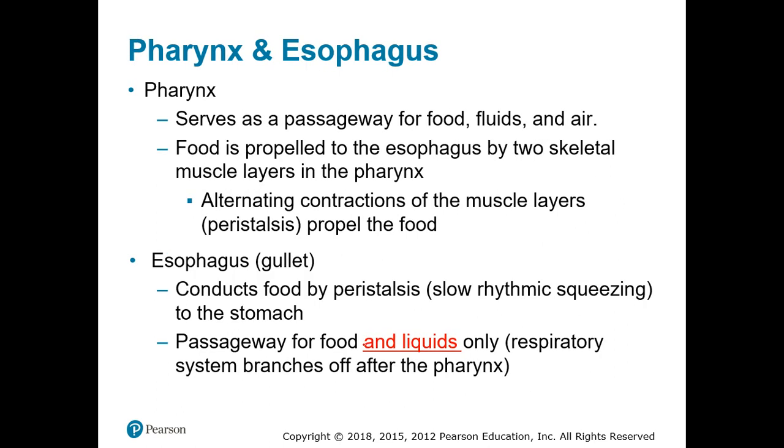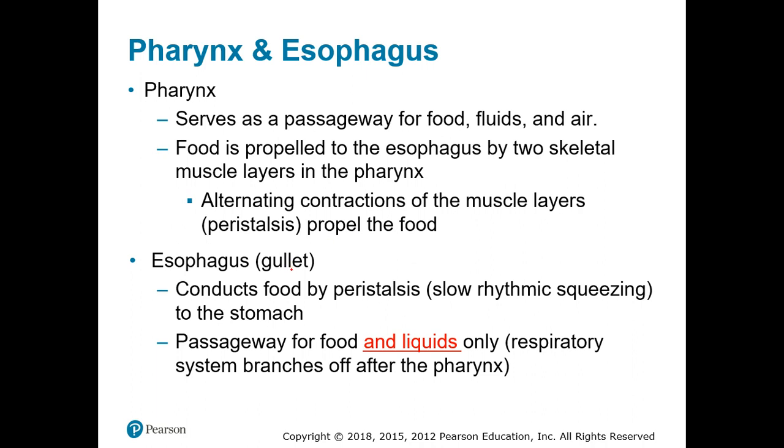The next two organs we're going to focus on are the pharynx and esophagus. The pharynx and esophagus both serve as a passageway. The pharynx, though, serves as a passageway for foods, fluids, and air. When I say fluids, I'm talking about things like water and milk and juice. Food is propelled down the pharynx to the esophagus using two skeletal muscle layers in the pharynx, and they alternate contractions of these muscle layers, which we know as peristalsis, to help propel the food.